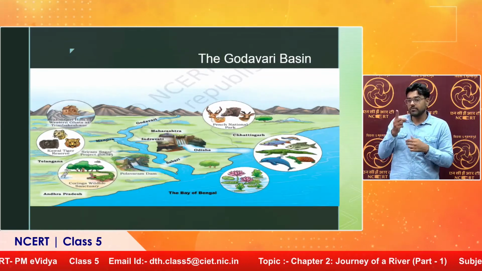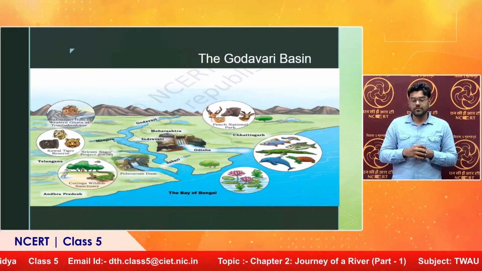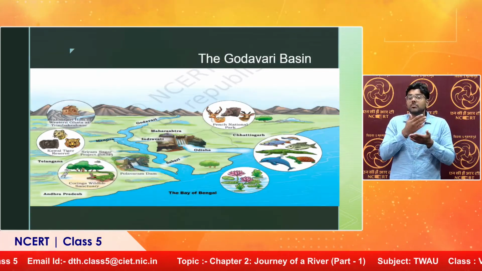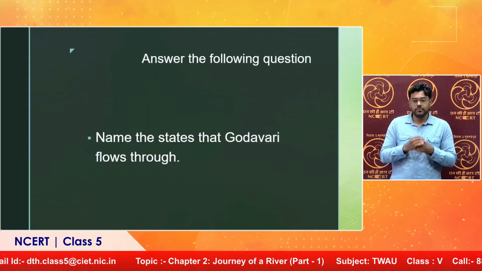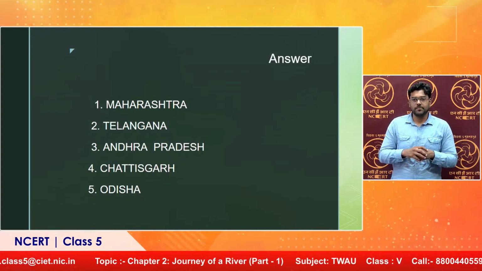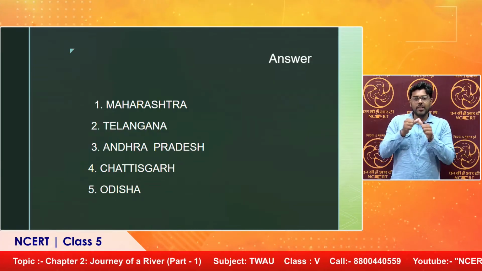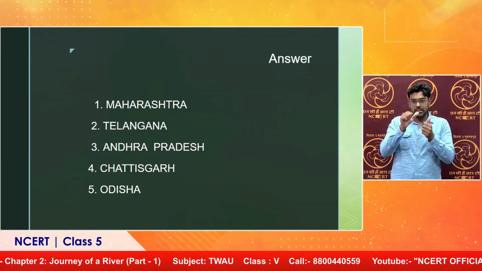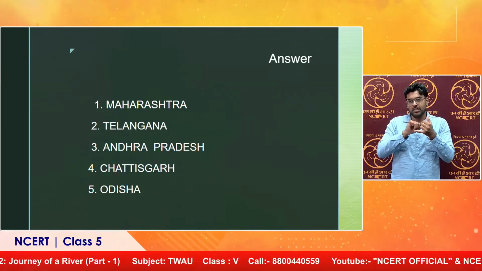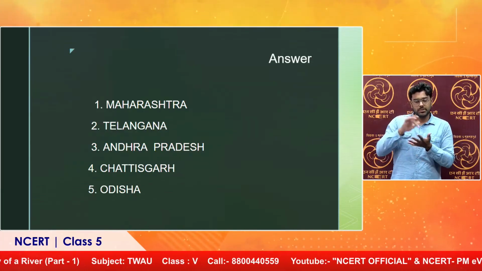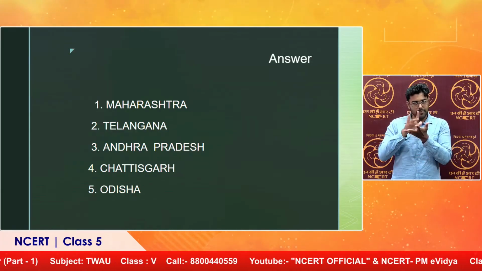So which states do you find, dear children? Okay, I am now giving you the answer. Maharashtra, Telangana, Andhra Pradesh, Chhattisgarh, and Odisha. These five states are the states through which the Godavari flows.